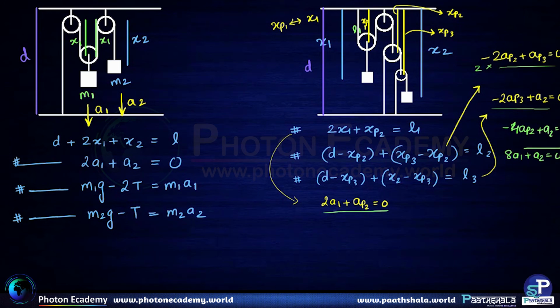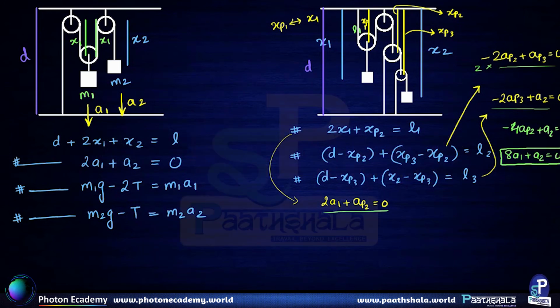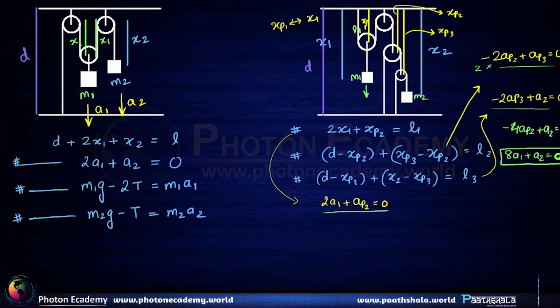So this is the main constraint motion relation equation that we need, which is usually the relation between the accelerations of the two masses on which the forces will be acting. So here this happens to be the mass m1, this happens to be the mass m2. Both accelerations will be assumed in the downward direction. So this acceleration is a1 over here and this acceleration is a2 over here.